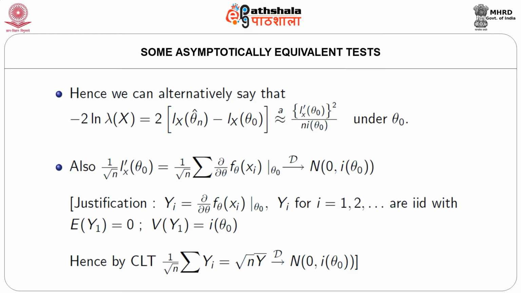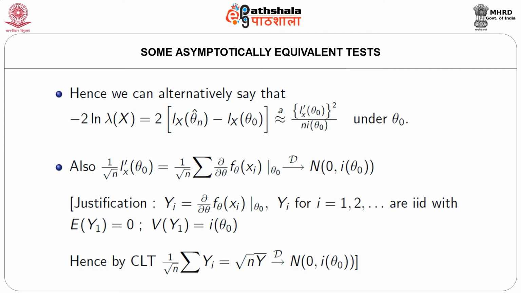Also, we can say that 1 by root n times small lx prime theta naught, which is actually 1 by root n times summation over i del theta of the PMF or PDF f theta at xi given theta equal to theta naught, converges to normal 0 and variance I theta naught in distribution. Now, how to justify this asymptotic distribution?